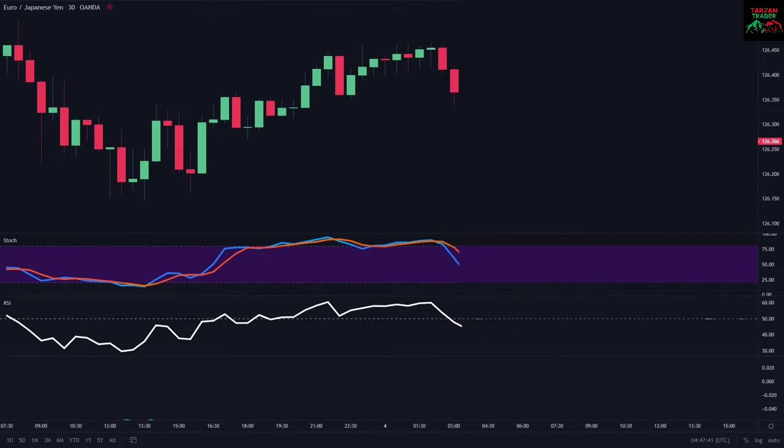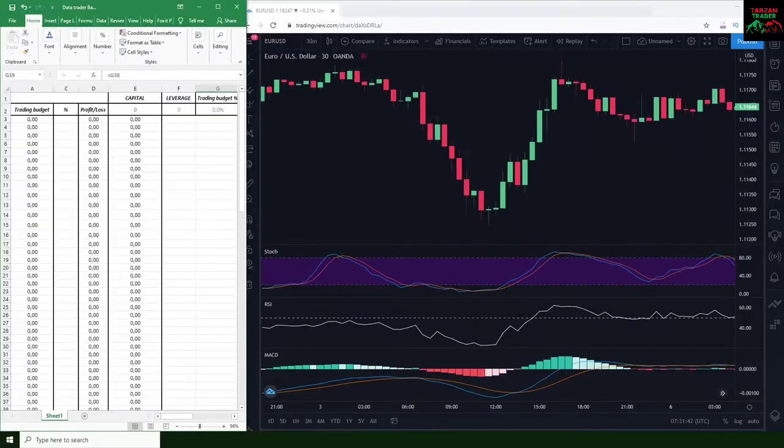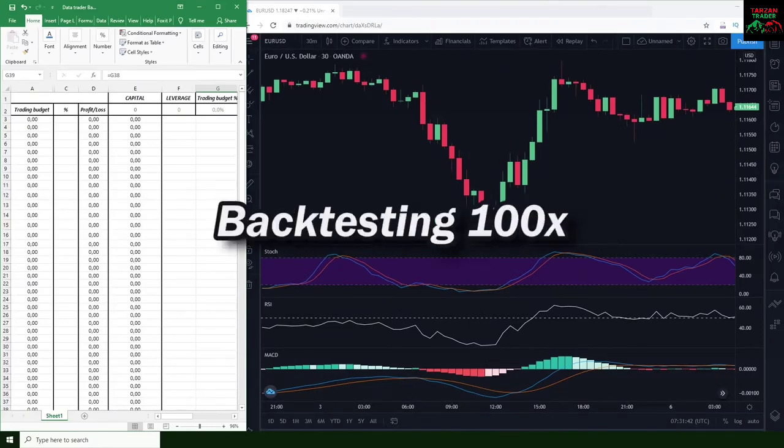The next step is you want to use the MACD to further confirm the downwards momentum by waiting for the MACD line to cross below the signal line and make sure that both of the K and D lines still haven't hit oversold. Once this happens, you take a sell position. And for your stop loss, you place it above the nearest swing high and set your profit target at 1.5 times your stop loss. So now, I'm going to prove that this strategy actually works by backtesting it 100 times.